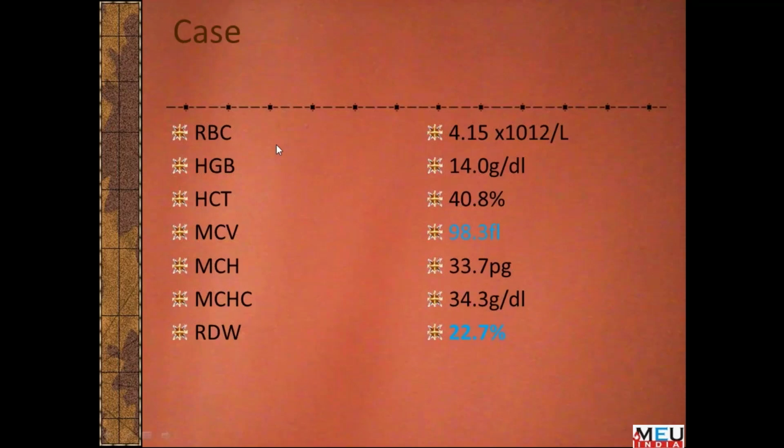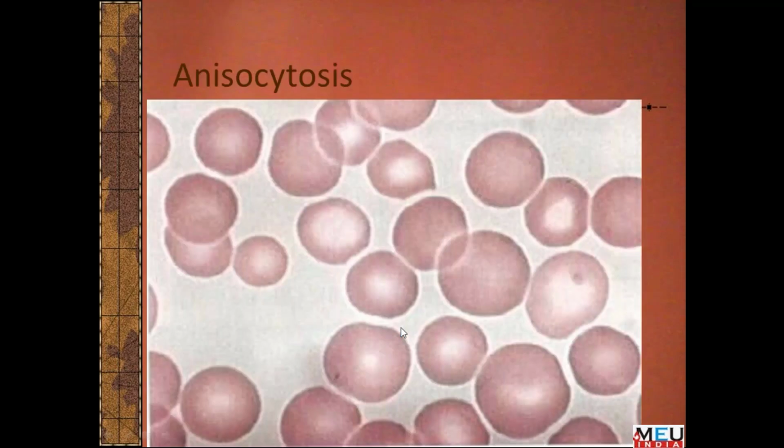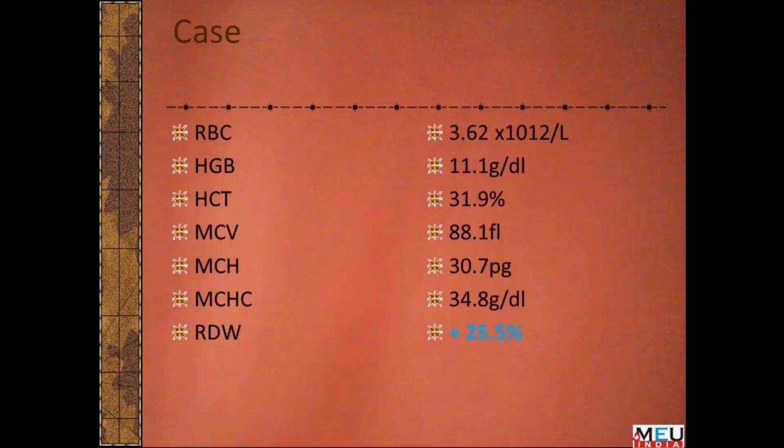Another case in which the RBC count is normal, hemoglobin is also normal, but the MCV is increased, and the RDW, red cell distribution width, is increased. That is marked anisocytosis. This is usually seen in iron deficiency anemias or megaloblastic anemias.